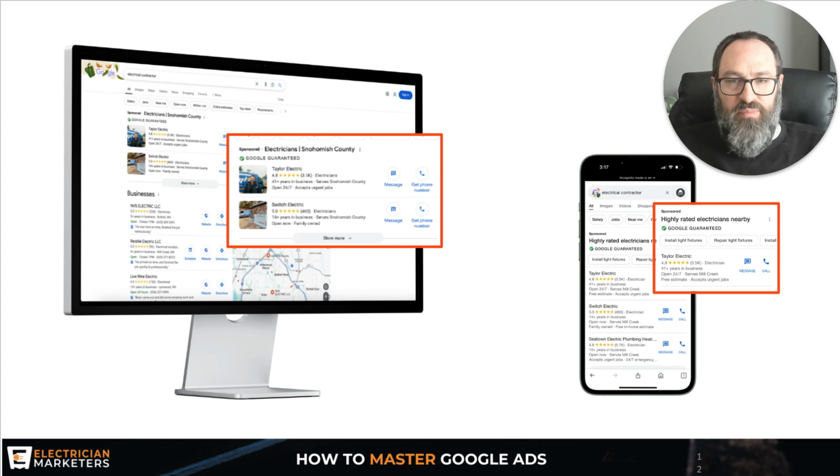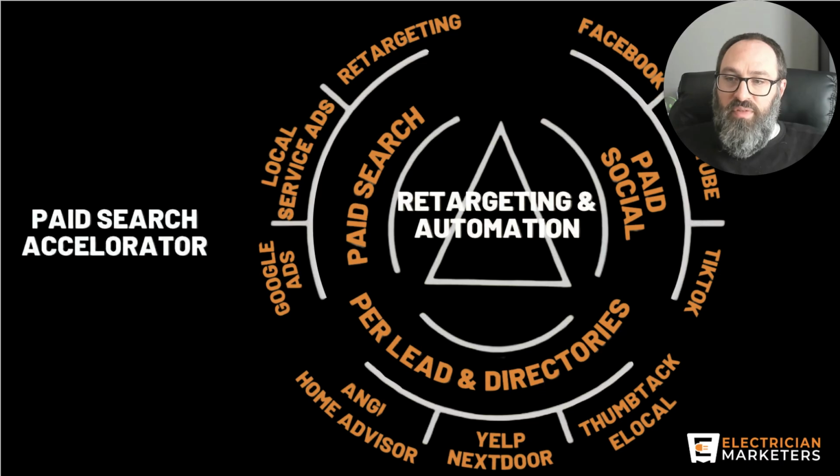There are various types. There are the traditional Google search ads, which are a pay-per-click model. And then you have the Google Guaranteed or the Local Service Ads. It's called different things, but those are really a pay-per-lead model. And you want to go after both of them.